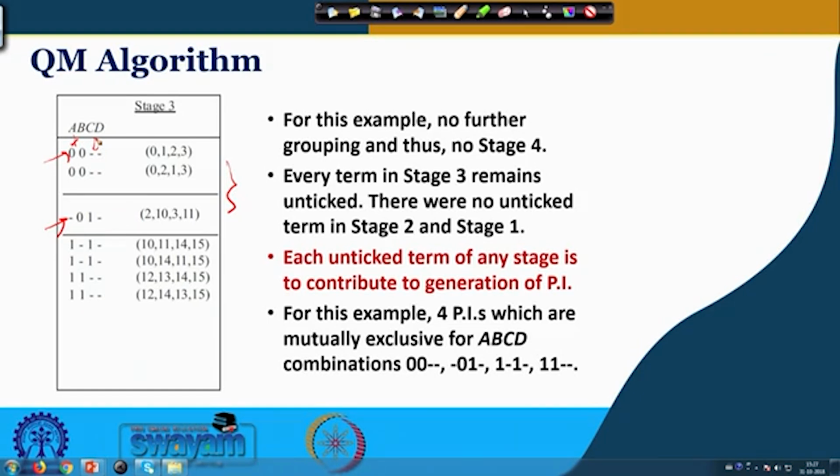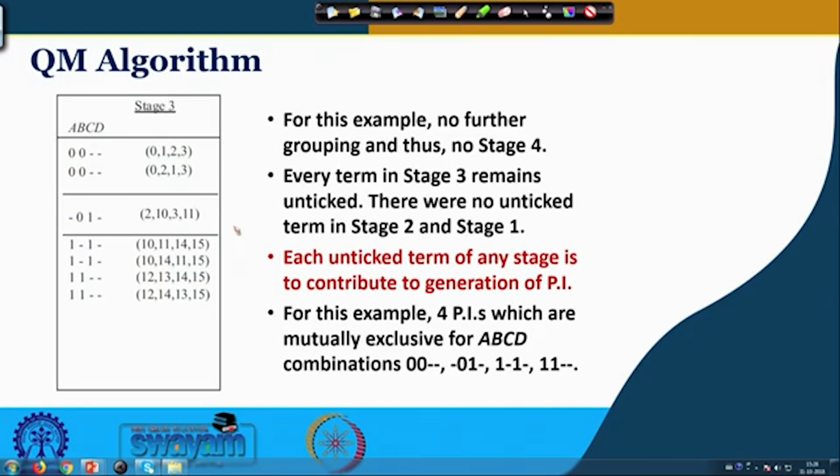Okay. So, either 0 2 1 3 and 2 10 3 11 can be combined? If we examine this and this, okay, 0 dash, A position it is differing, B position not differing, C position it is differing, D position not differing. Okay. So, it is differing here and it is differing here, again two positions it is differing. So, it cannot be further combined, only one position should change to become a member of a group in the next stage.